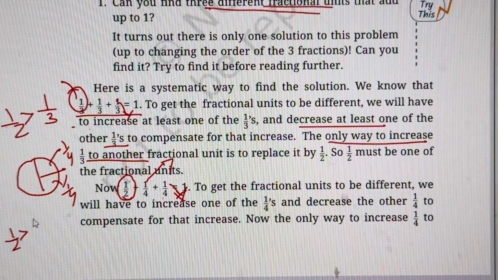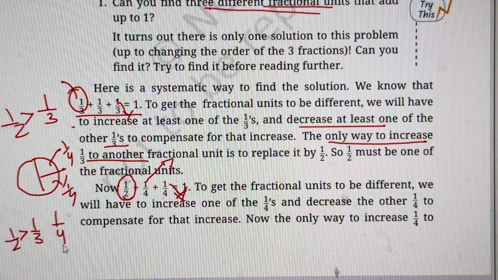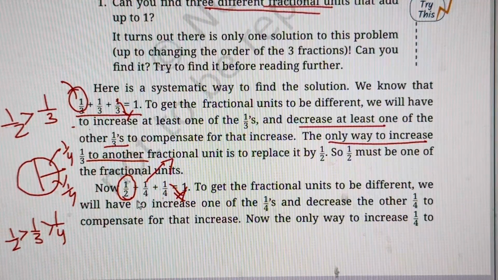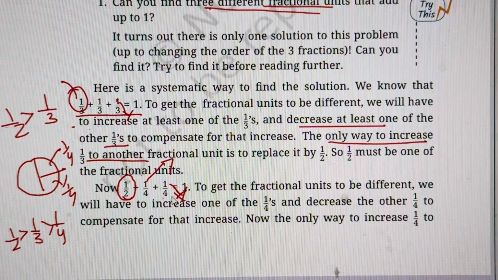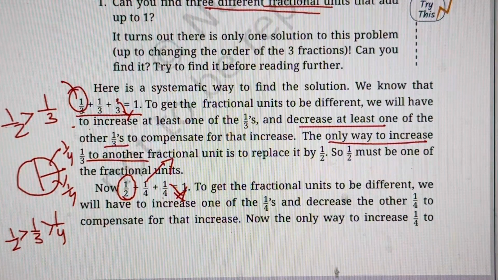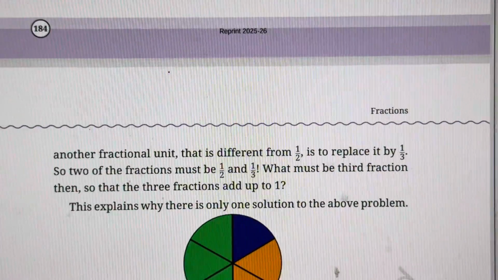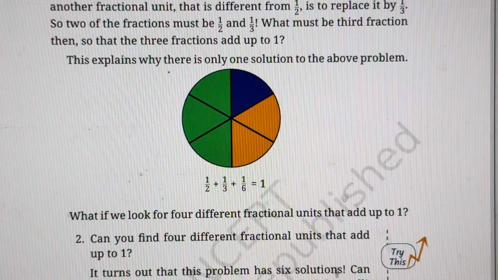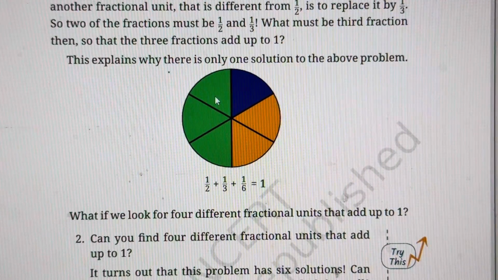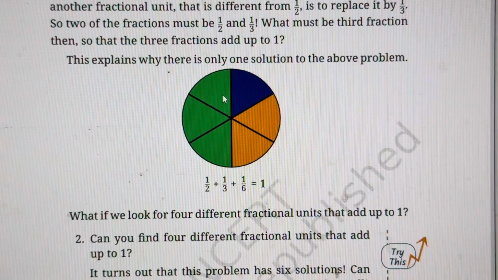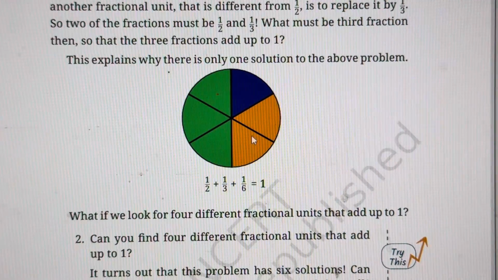Remember this sequence. So what is greater than 1/4 is 1/3. So if we replace one of the 1/4s by 1/3, then we have to decrease the value of the other 1/4. So there is only one option. Now if you picturize this, this is half. We have divided into 6 parts. So this is half and this is 1/3.